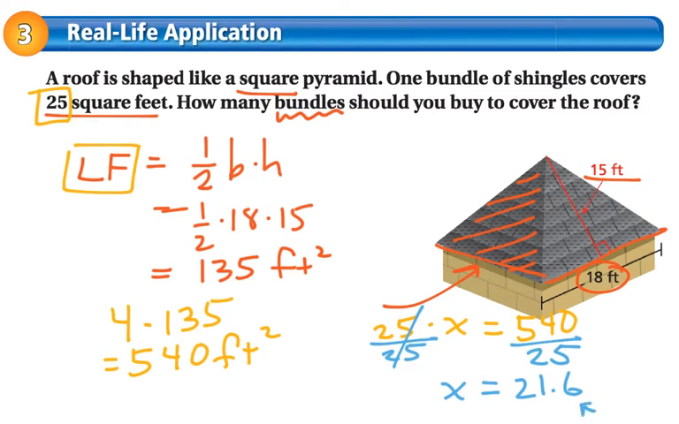So what are we actually going to have to do? Well, I can't buy part of that bundle. So we're actually going to have to round up and buy 22 bundles of shingles, and we'll have a little bit extra left over.